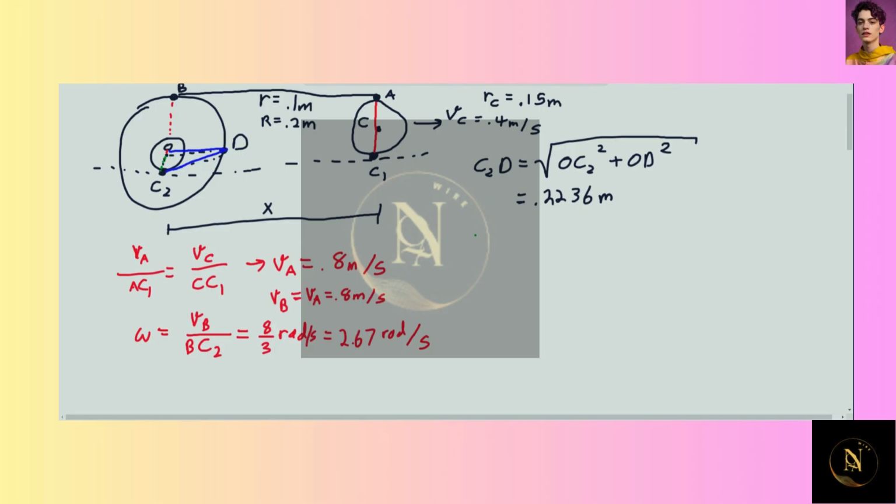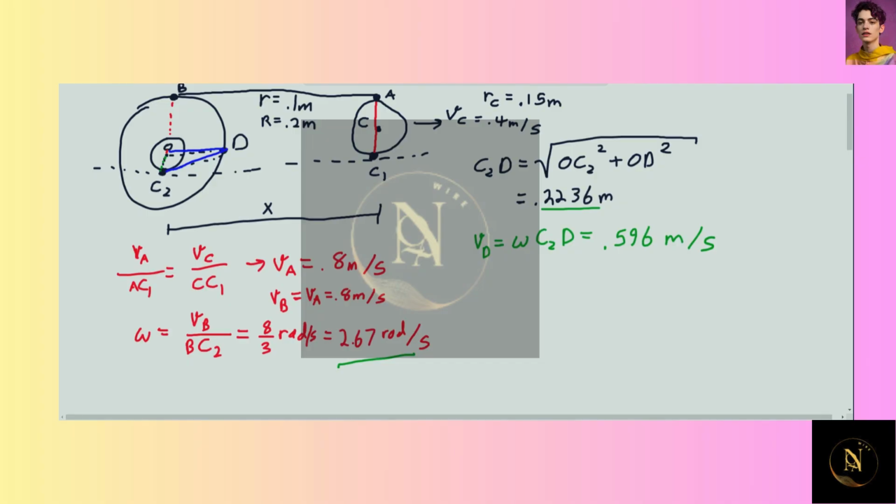We can then find our velocity of D by looking at omega times C2D. We found omega below is 2.67 radians per second. We found C2D as that 0.2236 meters. And this gives us the velocity of point D as 0.596 meters per second.